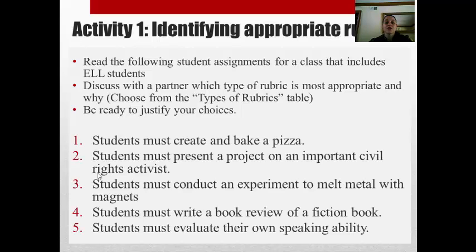Okay, so students must create and bake a pizza. Students must present a project on an important civil rights activist. Students must conduct an experiment to melt metal with magnets. Students must write a book review of a fiction book. And students must evaluate their own speaking ability. Okay, so take a second. You can also go back and look at the types of rubrics table and try and figure out which type of rubric you would use for each one of these.